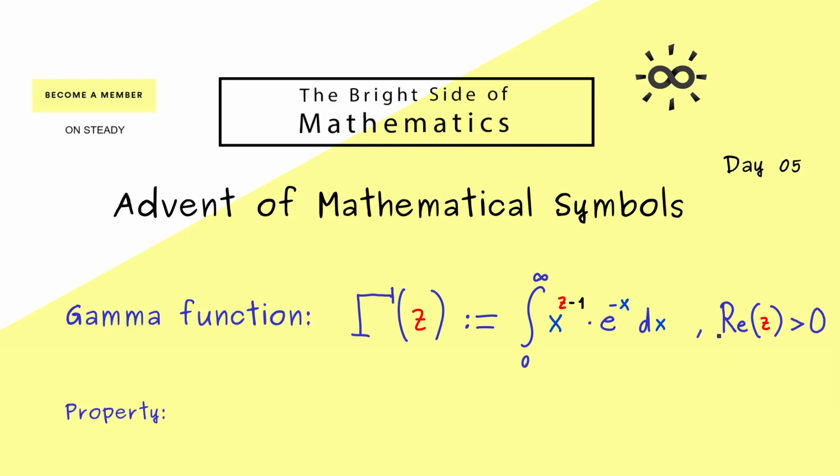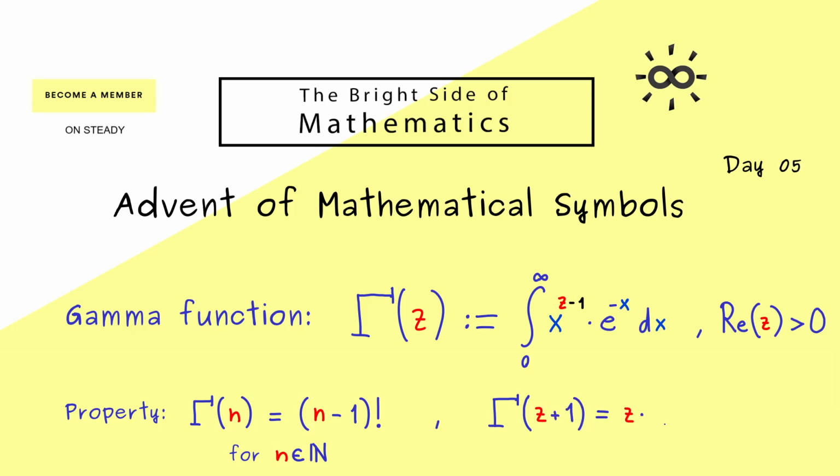Now this means it's allowed to put in, for example, natural numbers. And indeed, there we find a nice property for gamma of n. Because one can show this is exactly n minus 1 factorial. Or in other words, the gamma function is a generalization for the factorial. And exactly this gets even more apparent when we prove a similar recursive formula, which reads like gamma of z plus 1 is equal to z times gamma of z.